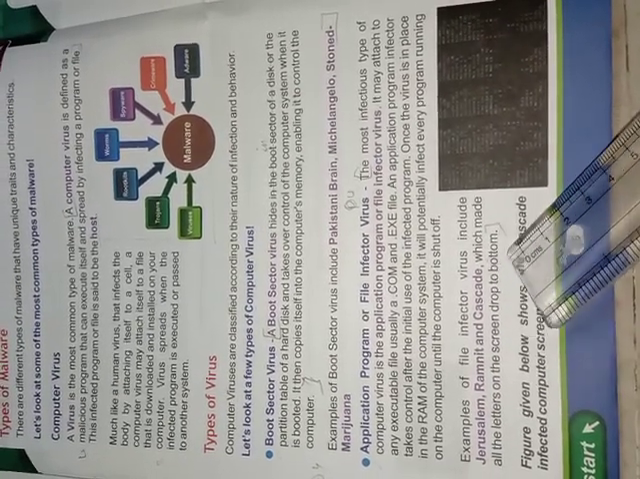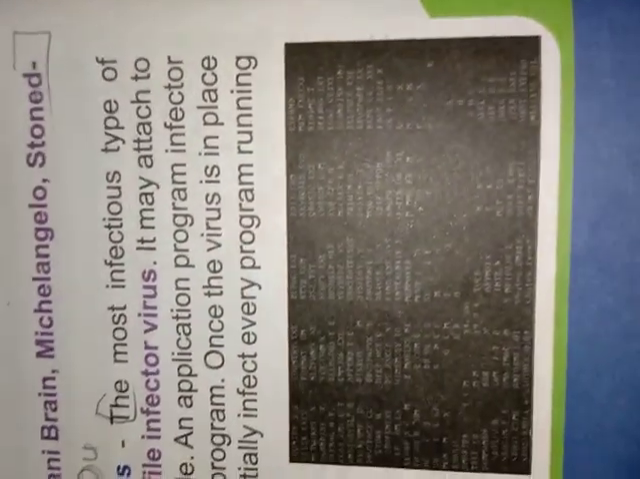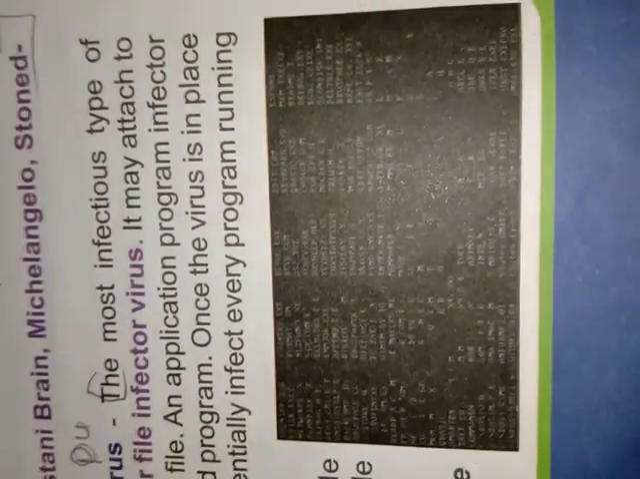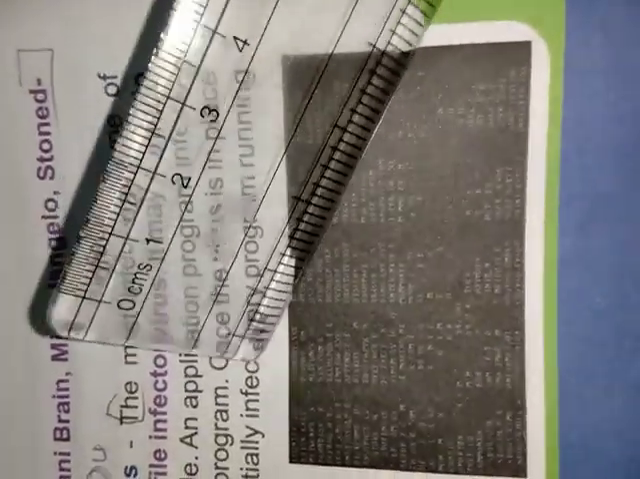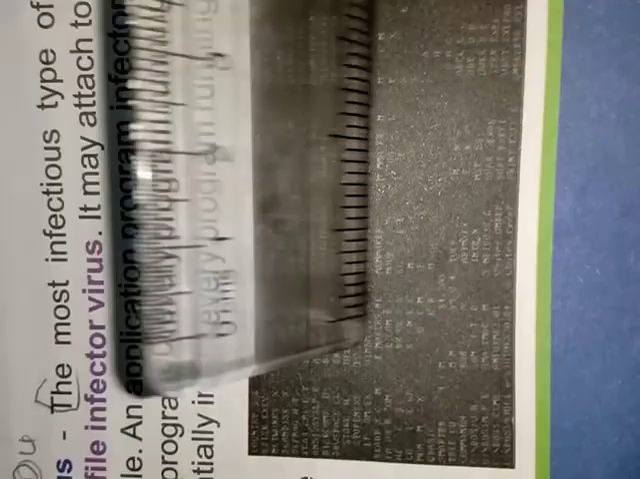Examples of file infector virus include Jerusalem, Ramnet and Cascade, which made all the letters on the screen drop to the bottom. So this figure shows you the Cascade infected computer screen. See, the picture is clear. All the letters on the screen are dropping down.